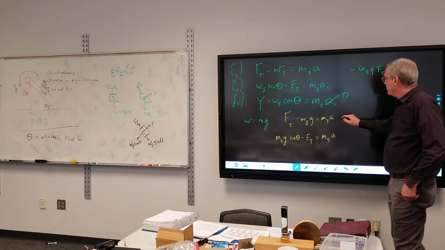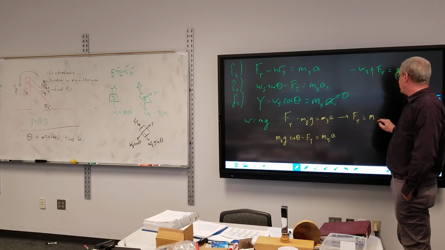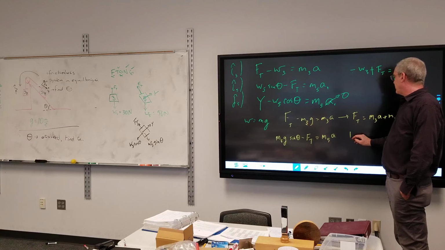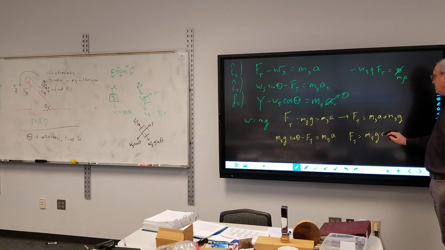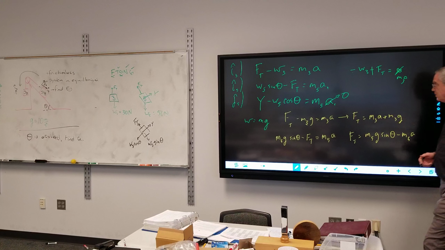Okay. So from this one right here, we have tension is equal to M3A plus M3G. And for the second one, we have tension is equal to M5G sine theta minus M5A. And then set them equal to each other. I believe that's where you're going.